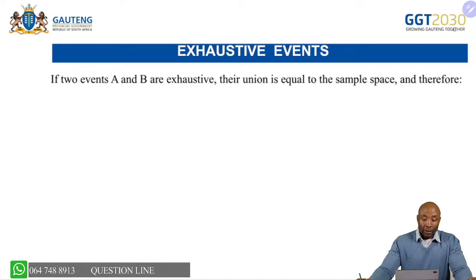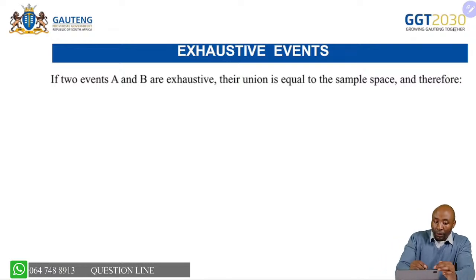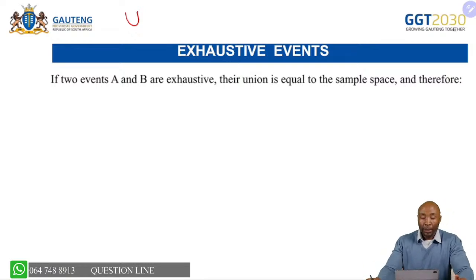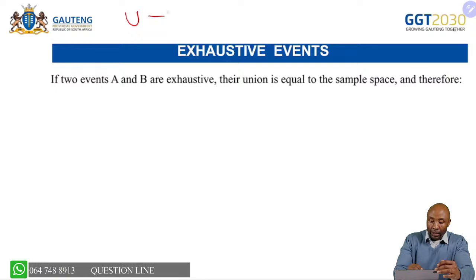Now, we want to look at exhaustive events. Now, you can see there are terms like union. Union, it's or. Intersection, it's a symbol like that, it's union. But according to the CAPS document, we must use the term or. We are teaching you this because some of the textbooks use these symbols. So this one, it's union, and the term that is used there, it's or.